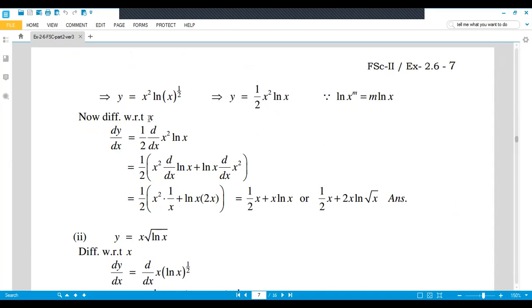Now you differentiate with respect to x. So the derivative dy by dx is equal to this 1 over 2 as coefficient, so you write it as it is, and you take the derivative of these two values, x square and natural log of x. So product rule: x square as it is, derivative of natural log of x, plus natural log of x as it is, derivative of x square. It means the first value you write as it is, derivative of the second value, plus the second value as it is, derivative of the first value.